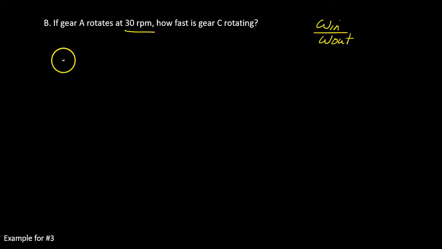So let's set this up. Our formula is gear ratio is equal to the angular velocity in over the angular velocity out. So what do we know?